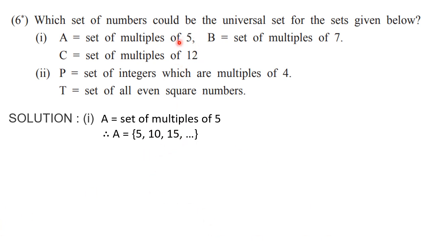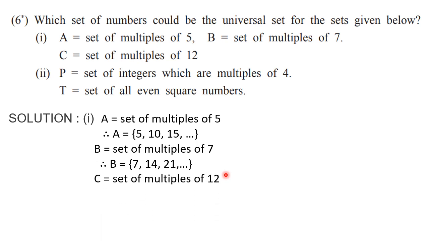Now they have given here plus 5, so we are writing only positive numbers. Next, B is the set of multiples of 7, so in B we can have the elements 7, 14, 21 and so on. Again an infinite set. C is multiples of 12, so we can write the set C with elements 12, 24, 36 and so on. Again an infinite set. Now you can say that all these are natural numbers.